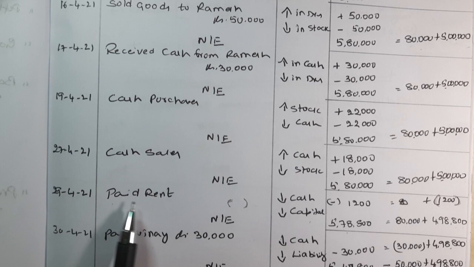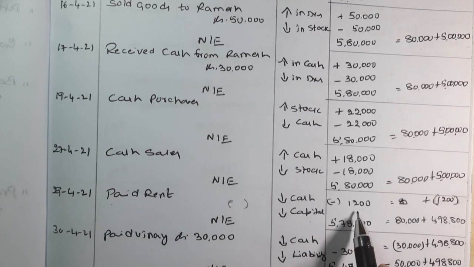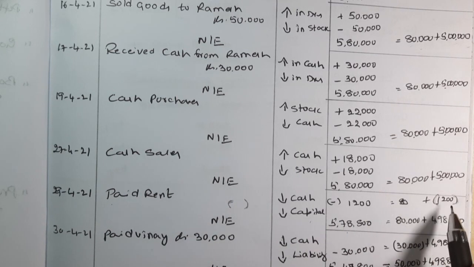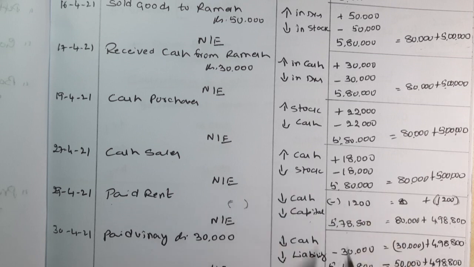So 12,000 paid rent, 12,000. I have taken 1,200. So what you can do? You rework the problem, write 12,000, 12,000. Then your amount will change. The concept will not change. The system is one and the same.